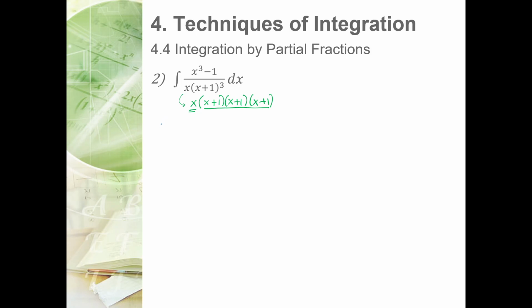writing it in partial fractions first, ignoring first the integral symbol. So we have x cubed minus 1 all over x, then x plus 1 cubed. Okay, so the first one is A all over x. That's the first distinct linear factor. Then the next three terms are repeating. So starting off with the first one, B all over x plus 1, plus C all over x plus 1 squared, plus D all over x plus 1 cubed.